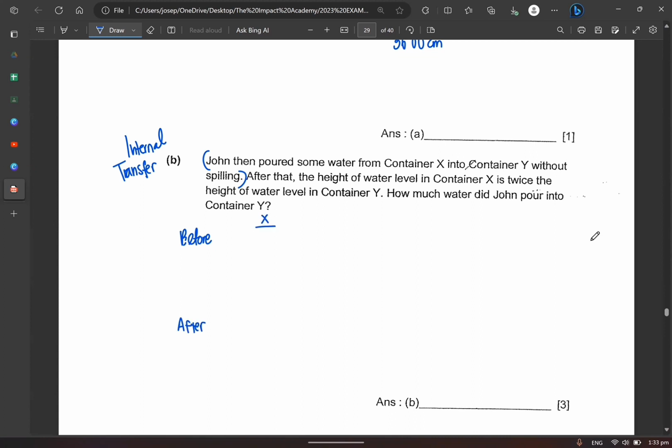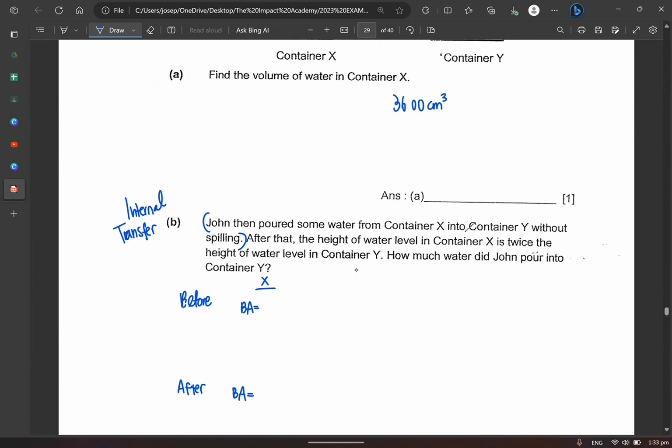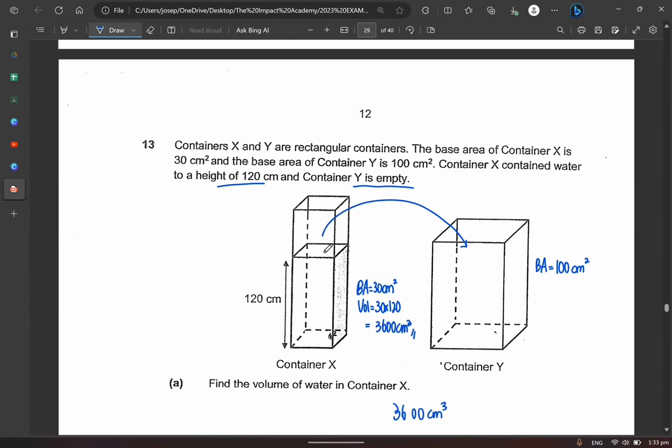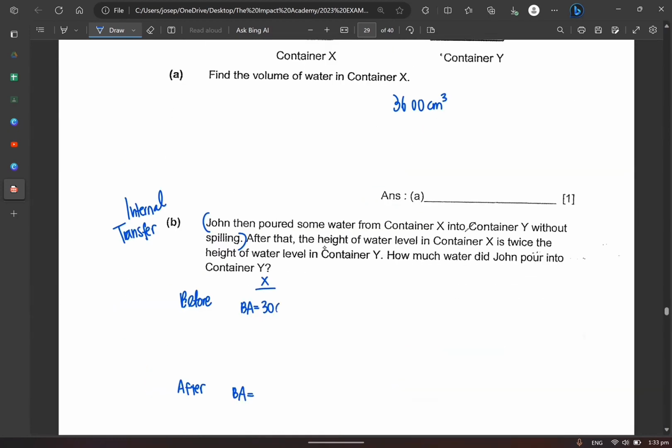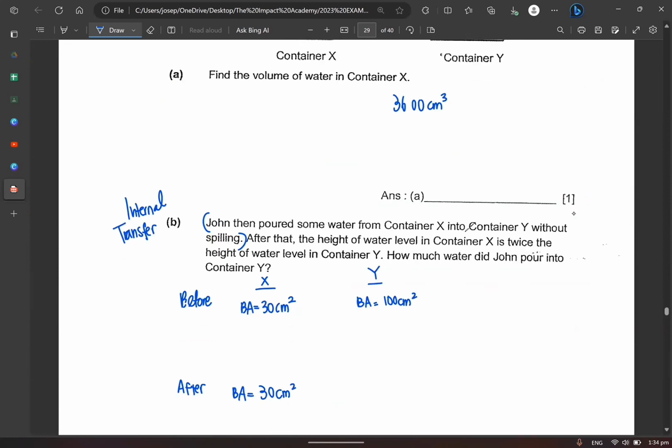So we talk about X first. You must understand that regardless of what you do to the tank, the base area doesn't change. Of course, unless you were to break it into half or you smash it. But I'm just saying, the amount of water that you put inside each of the containers does not change the base area. So we will make sure that the base area stays the same. For Y itself, same thing. We know that the base area of Y is 100 centimeter square, and the base area over here is also 100 centimeter square.